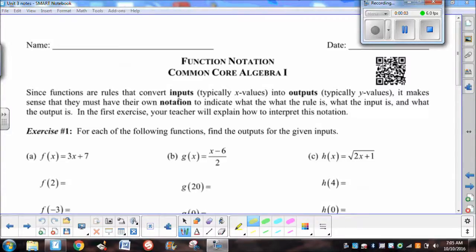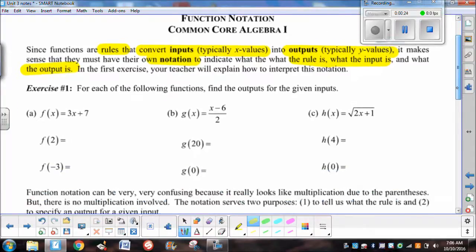Function notation, lesson 2. Since functions are rules that convert our inputs, which are usually our x's, into outputs, which are usually our y's, it makes sense that they have their own notation to indicate what the rule is, what the input is and what the output is. So let's take a look at this first exercise.